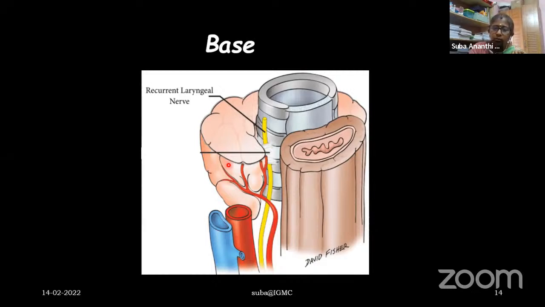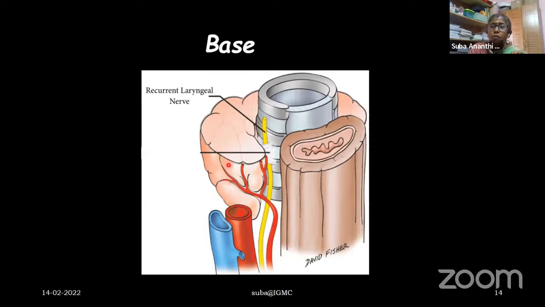But here, the nerve is the recurrent laryngeal nerve. Already you have come across this recurrent laryngeal nerve while releasing the ligament of Berry. This recurrent laryngeal nerve is also a branch of the vagus nerve. This nerve is a mixed nerve. So it gives a sensory branch as well as a motor branch. The recurrent laryngeal nerve supplies all the muscles of the larynx except cricothyroid, which is supplied by the external laryngeal nerve.